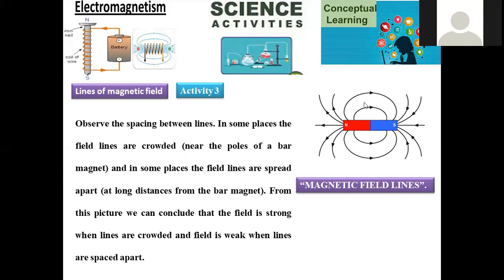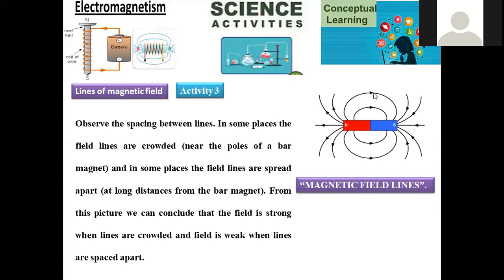As we are moving away, what happens? They become far apart, the distance increases, and their density is somewhat lower. That's the reason why, whatever magnet you take, the poles have high density compared to the middle region. So from this picture, we can conclude that the field is strong when the lines are crowded, when the density is more, and the field is weak when the lines are spaced apart.